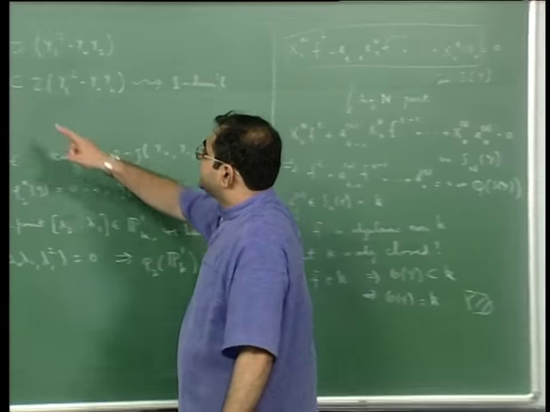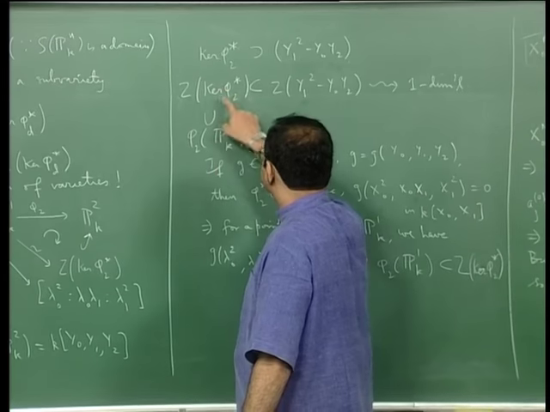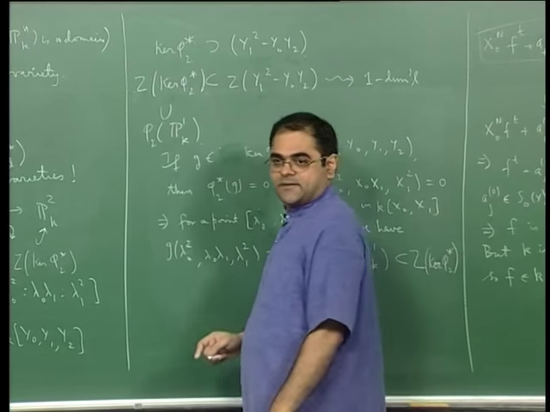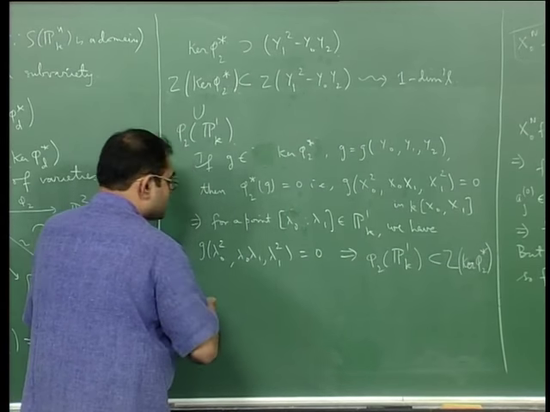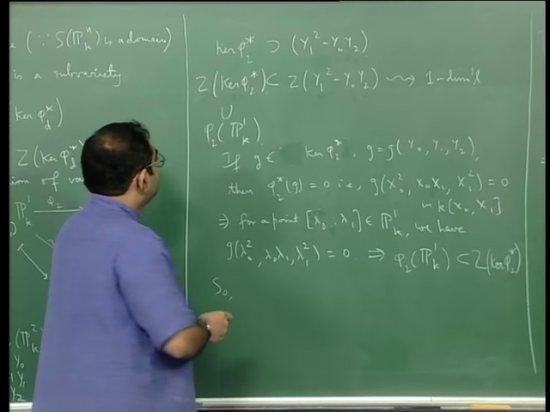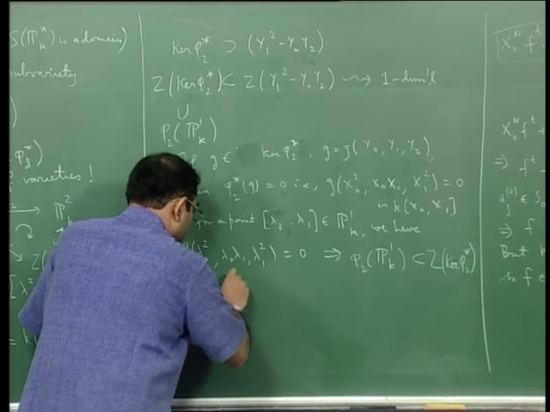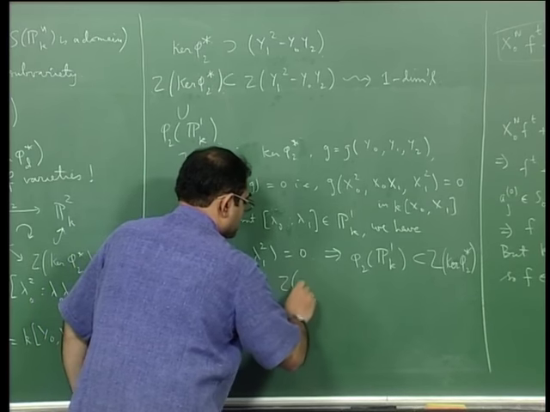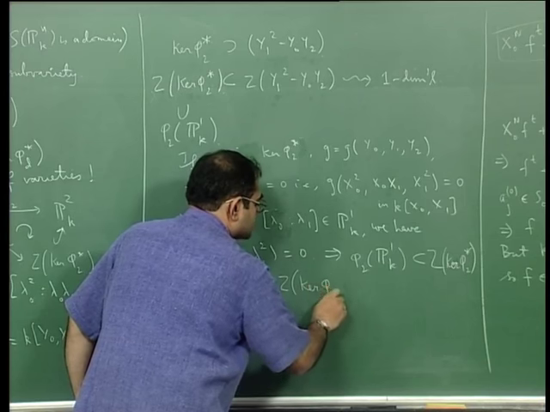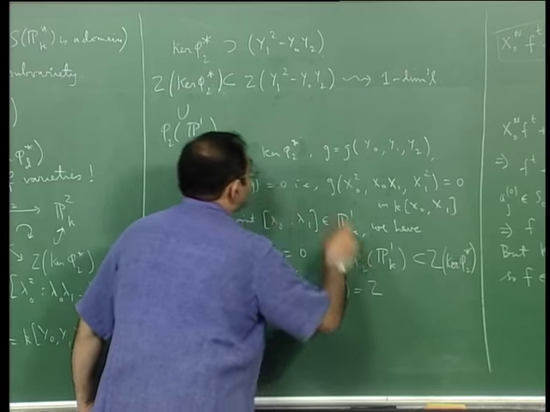So this will tell you that this is equal to this is equal to this. The moral of the story is, if you use a little bit of topology, then you will get that phi 2 of p1 is the same as the zero set of the kernel of phi 2 star, and that is the same as the zero set of this.